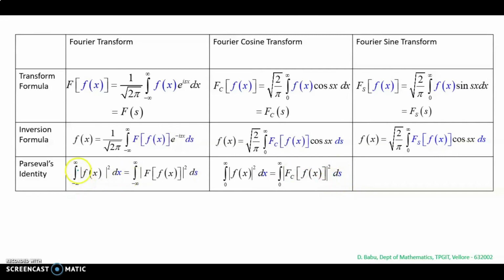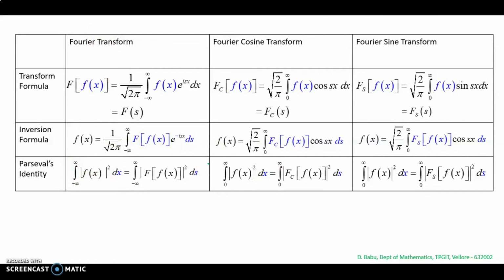Here the limit is minus infinity to plus infinity. Here the limit is 0 to infinity. Here the right hand side is the Fourier transform of f of x. Here the right hand side is the Fourier cosine transform of f of x. For the Fourier sine transform, the formula is the same, so instead of Fourier cosine, we replace it with the Fourier sine transform. So for Fourier cosine and Fourier sine, the limits are always 0 to infinity. For the Fourier transform, the limit is minus infinity to plus infinity.